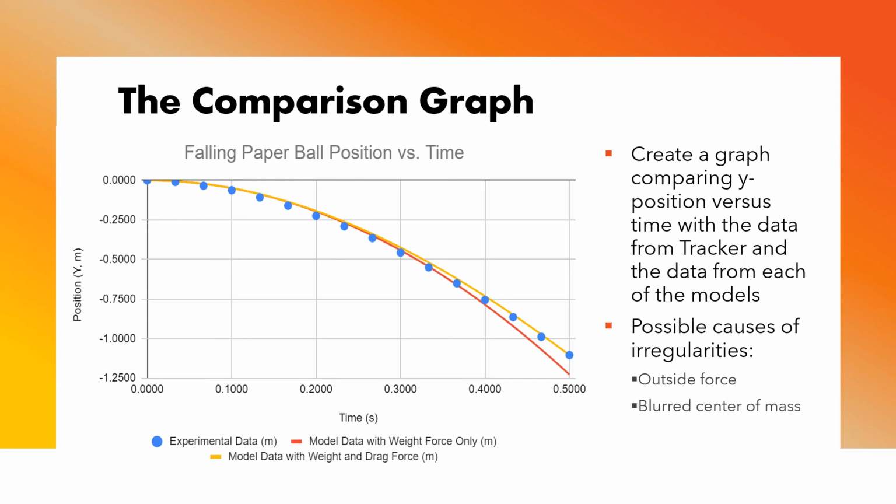The observed data is shown in the blue dots and the predicted positions are in red and yellow, without drag and with drag respectively. Each curve is similar in shape, but the model that incorporated drag has the predicted final position closest to the observed final position. Some of the divergence from the observed position could have been due to a blurred center of mass, causing mistakes when placing the points in Tracker, or possibly an unaccounted for outside force causing movement in the x direction.